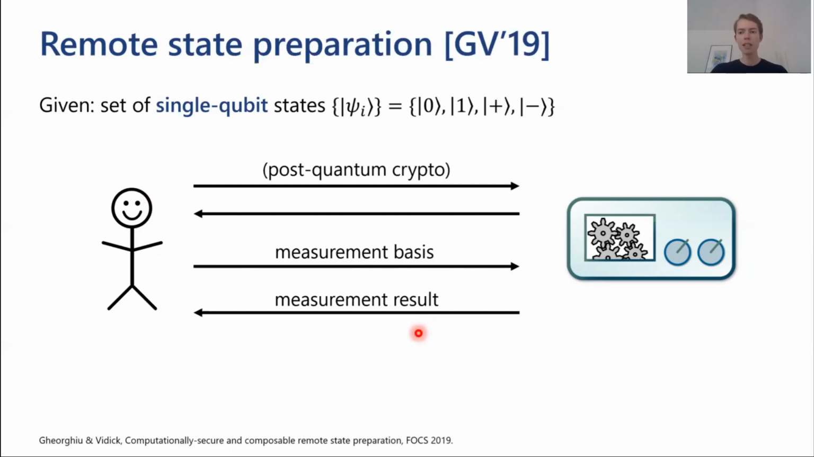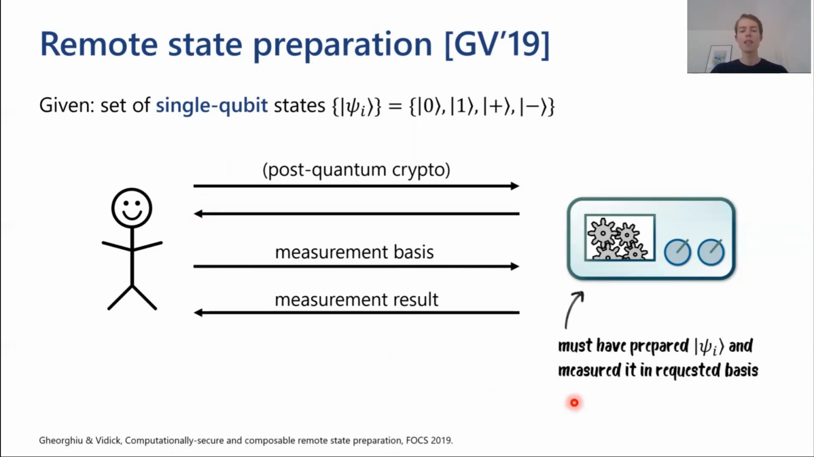And now the guarantee is that if the device succeeds in all of the checks that the verifier applies here, then indeed it must have prepared one of these 4 states psi_i and measured it in the requested basis. Okay, so I hope you can see why I said this is a bit like self-testing, but for a single qubit. It also makes a statement about the state and the measurements that this device performed.